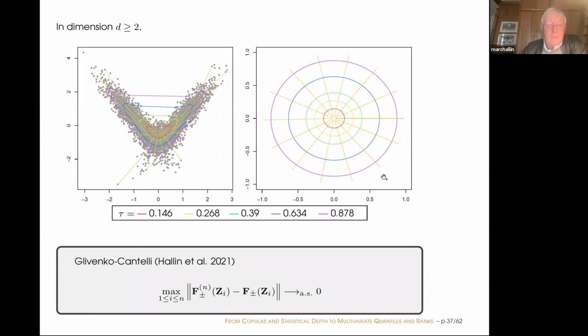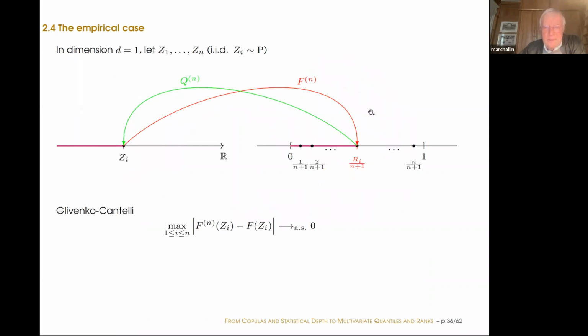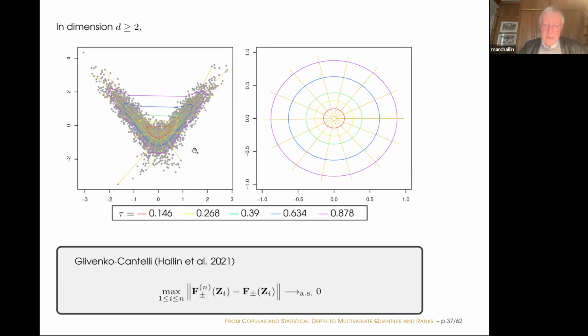And in the univariate case, since the mapping was monotone, it is also minimizing the sum of squared distances between the Zi and their image Ri over n+1. So this is minimizing the total Euclidean distance between the observations and their images on the grid. Let us do the same thing here and compute the optimal pairing of the observations with the grid points by minimizing the sum of squared distances between these points and the point they are mapped to in the grid.